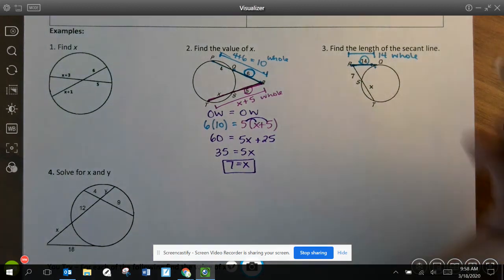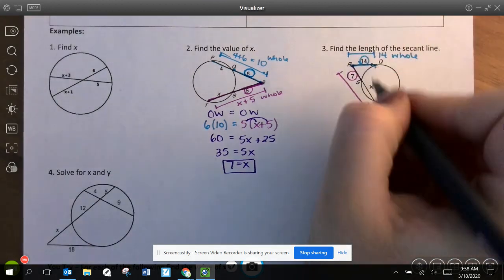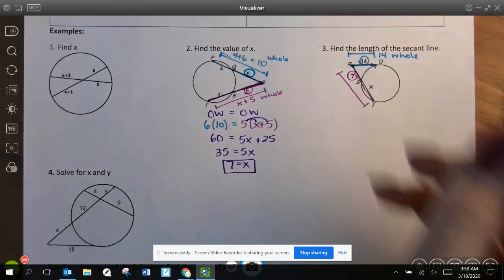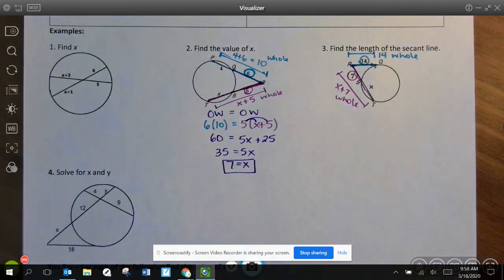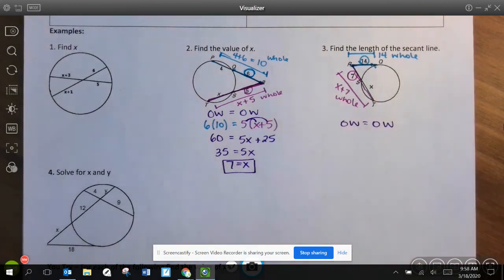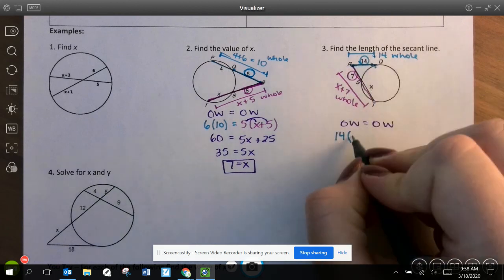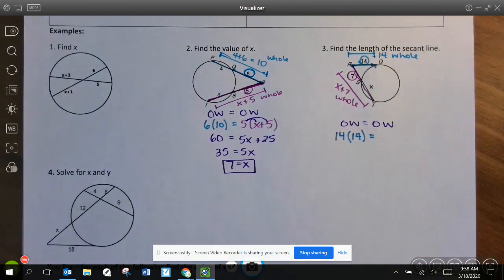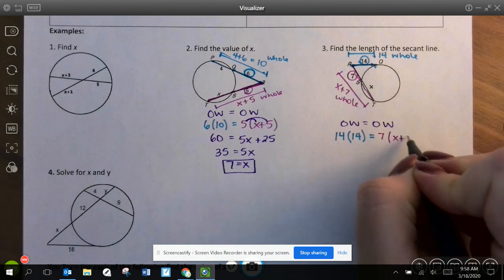Then we've got this 7 on the outside, and the whole thing is x plus 7, okay? So this is OW, because I've got some outside sections. So for the first one, the outside is 14. The whole thing, also 14. So 14 times 14. Then, if I look at the next segment, the outside is 7. The whole thing is x plus 7.